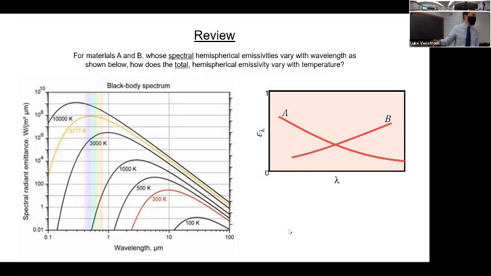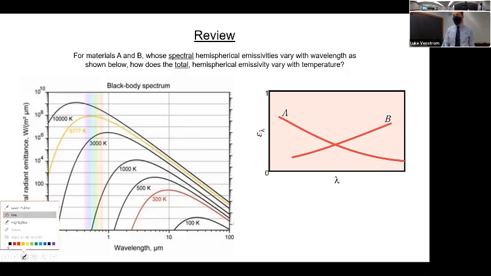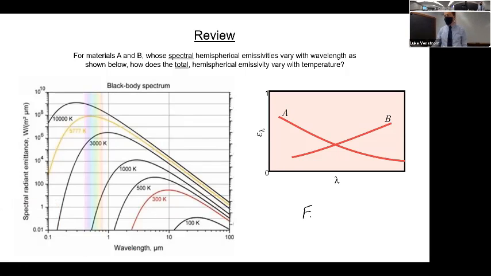Anybody have any thoughts that they want to share on how they're approaching this? Chase? I thought they would both go up. Because if the UC product goes in, the F would go up, that would mean the total emissivity would go up. So you're thinking that the F, the fractional black body emissive power function in some wavelength band. So this is a number always between 0 and 1.